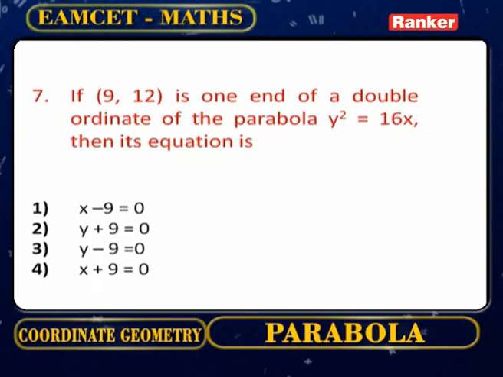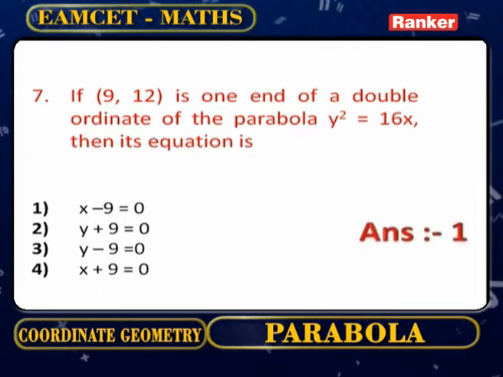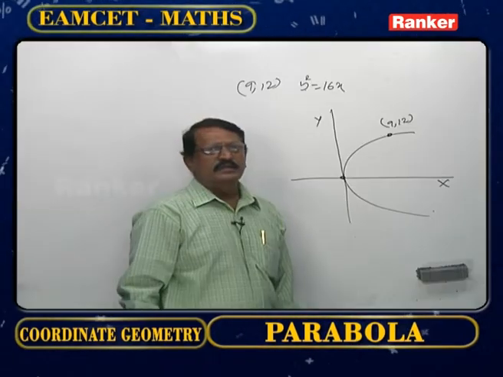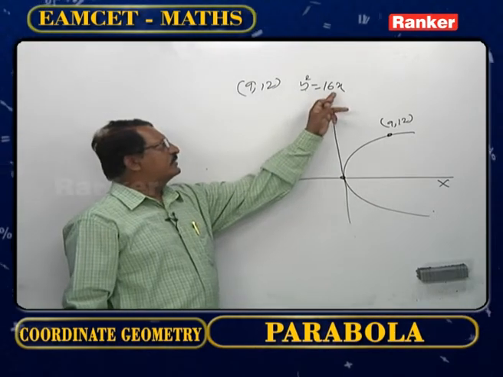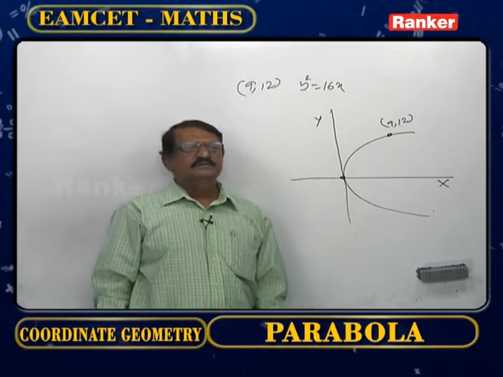If (9, 12) is one end of the double ordinate of the parabola y square equals 16x, then find its equation. Now the parabola y square equals 16x has its axis as the x-axis and vertex at the origin. The point (9, 12) lies on the given parabola y square equals 16x, because substituting the point in the equation of the parabola, it satisfies.